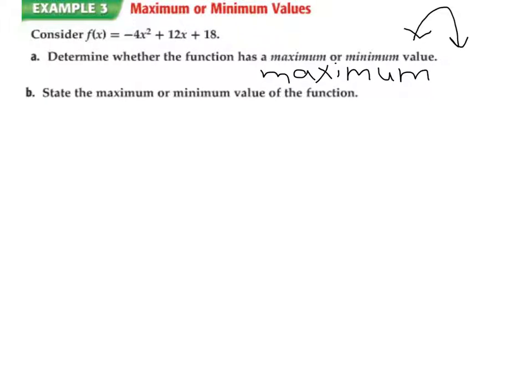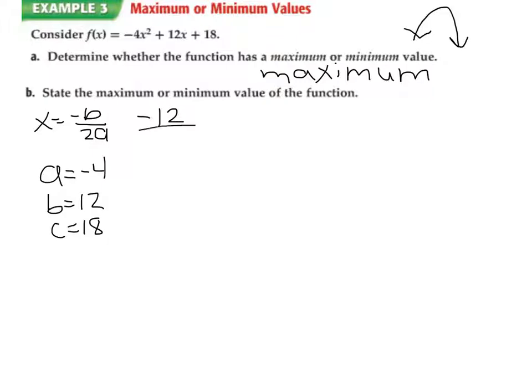The way we're going to do that is the same way we find that middle value for our table of values. We're going to use negative b over 2a. So a in this case is negative 4, b is 12, and c is 18. Negative b is going to be negative 12 over 2a, so we'll have 2 times negative 4. Then we'll have negative 12 over negative 8. If we reduce that, we're going to have 3 over 2.